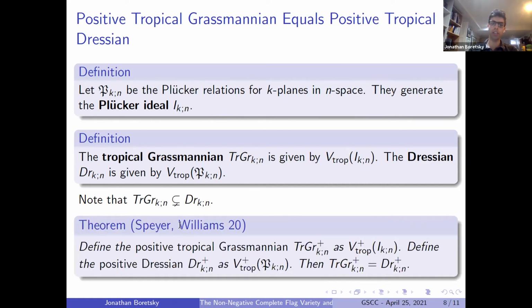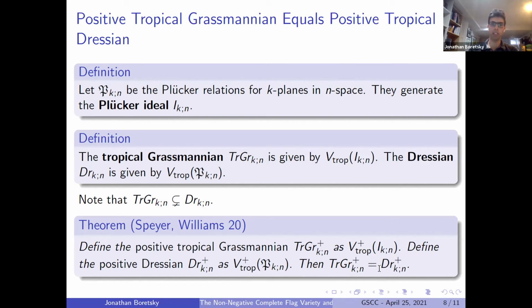However, if we look at the positive parts of these varieties, so the positive tropical Grassmannian is the positive tropical variety of the entire ideal, and the positive Dressian is the positive tropical variety of just the Plücker relations, then we get that these two spaces are equal. The tropical Grassmannian does not equal the Dressian, but the positive tropical Grassmannian equals the positive Dressian.